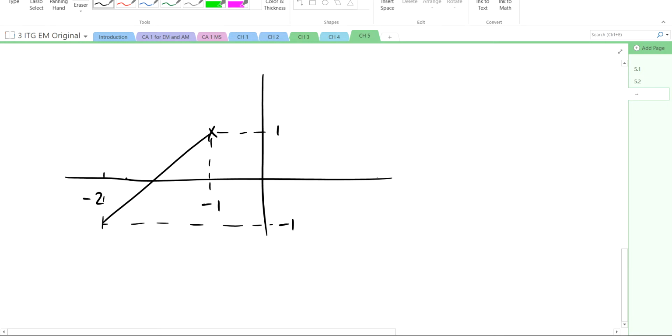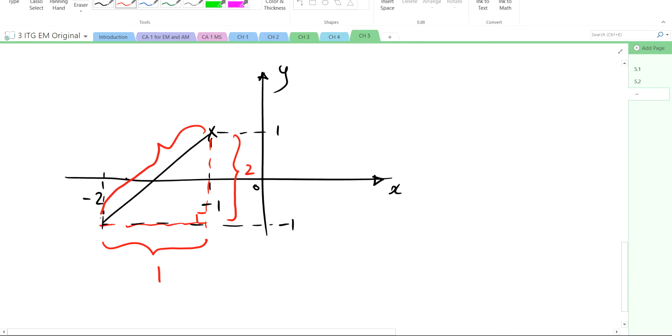Okay, find the length of this line segment. So, do you agree that this is what the right angle triangle should look like? Okay, what is the length over here? 1. What is the length over here? 2. So what must this length be? 2 square plus 1 square lah. Okay, square root 5. Okay?